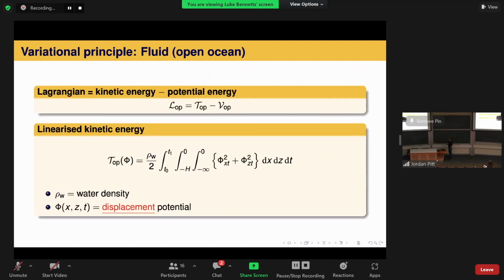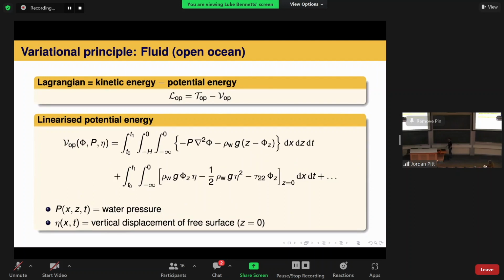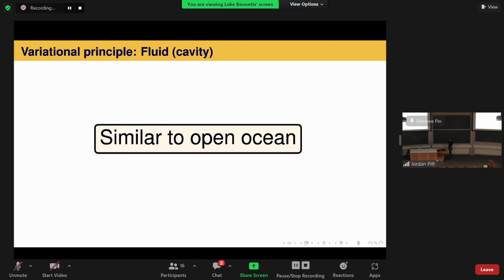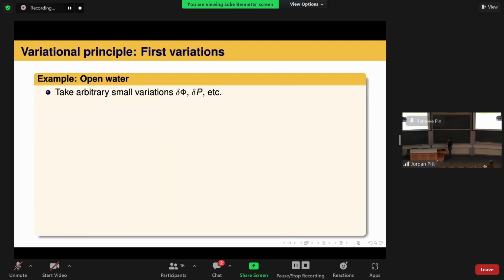For the open water, we're going to do something similar. Just remember that I'm using the displacement potential phi, not the velocity potential. And then the kinetic energy should make sense. And then for the potential energy, I also have to include the pressure P, and we have the displacement of the free surface, eta. I'm just going to skip over the Lagrangian for the cavity because it's quite similar to the open ocean. Well, similar enough that I feel like I can skip over it.